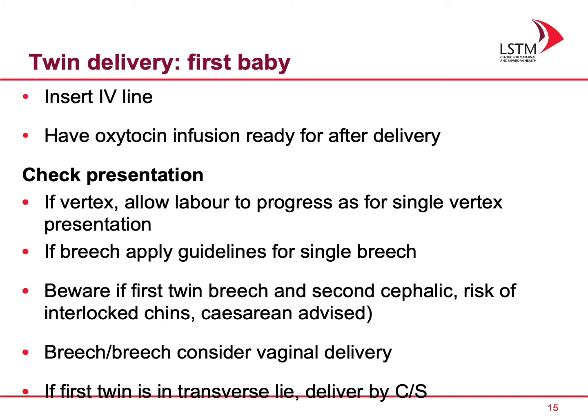Beware if first twin is breech and the second is cephalic, because there is a risk of interlocking twins. So in such a situation where we've done an ultrasound and it has confirmed that the first one is breech and the second one is cephalic, we just do a cesarean section for this lady. Breech presentation, vaginal delivery can be considered if your protocols in your country do allow. If first twin is transverse, then these are patients who will deliver via a cesarean section.